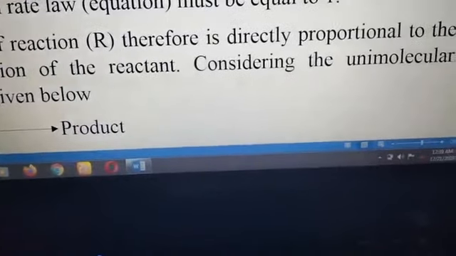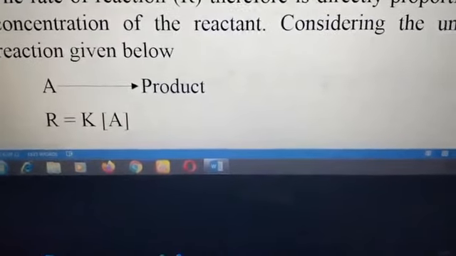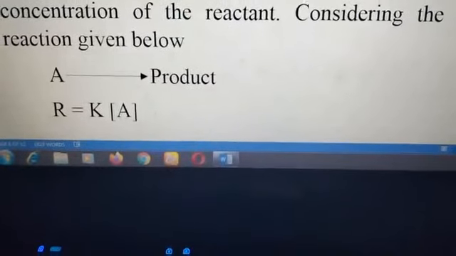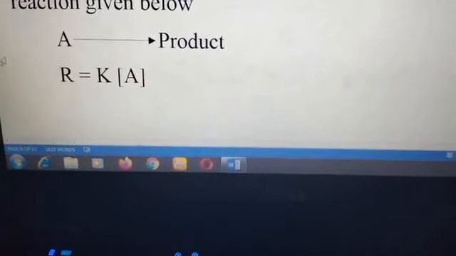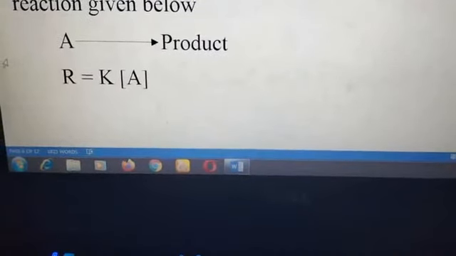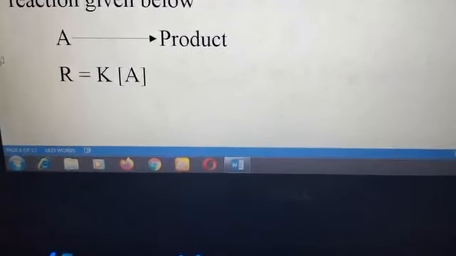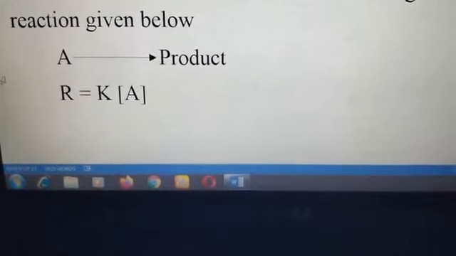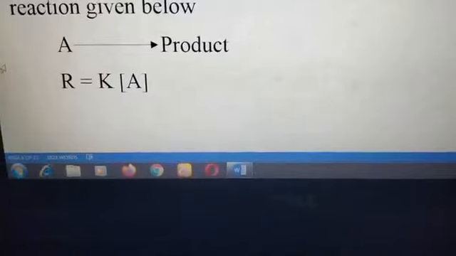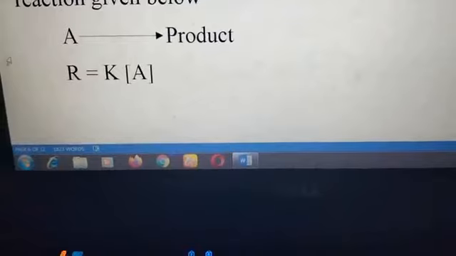So considering the unimolecular reaction given below, let's look at this: A going to product, where A is the reactant. If the experimental rate law is given as R equal to K multiplied by the concentration of A, look at that expression, R equal to K times [A], that's A inside square bracket. The power to which A is raised, we are seeing nothing there. What it means is that A is raised to power 1. That means for this expression, we have a first order reaction because the concentration of the substance is raised to power 1.